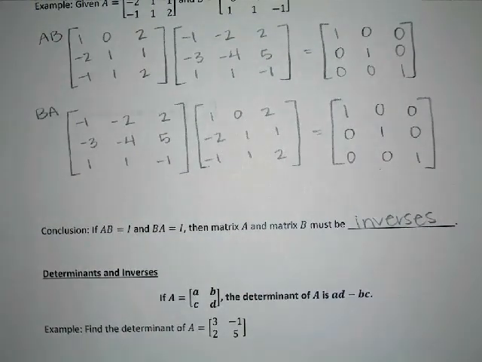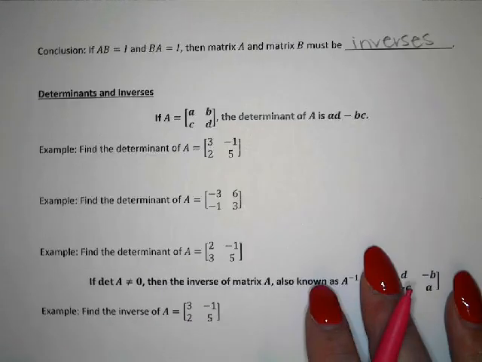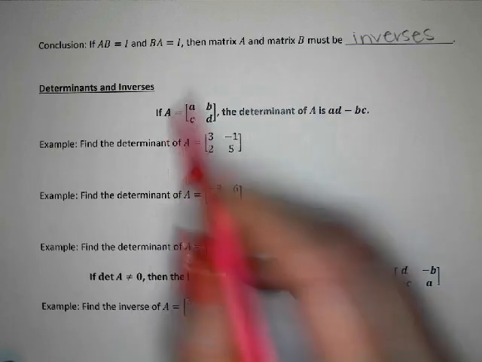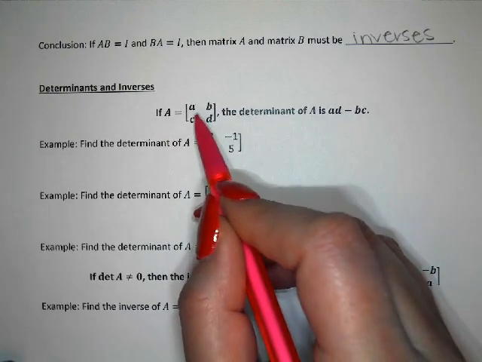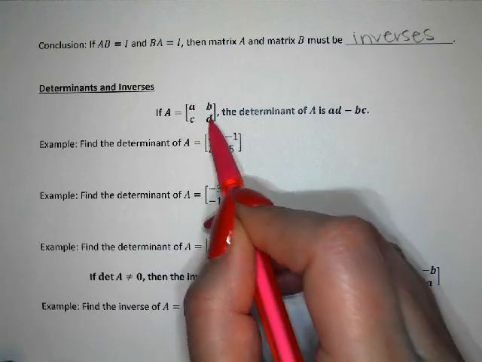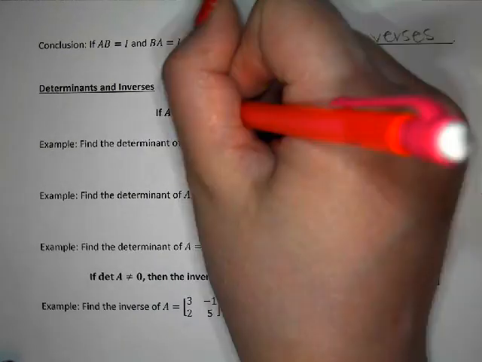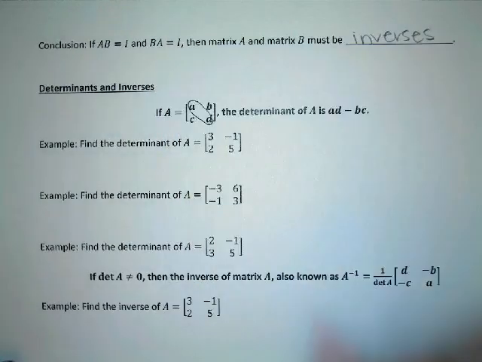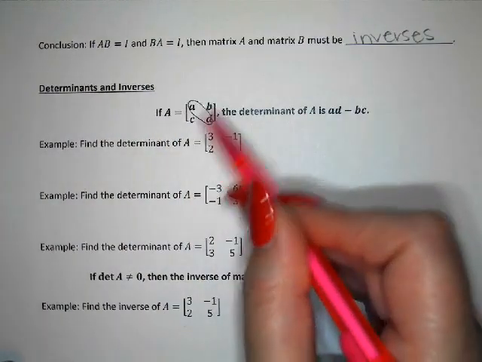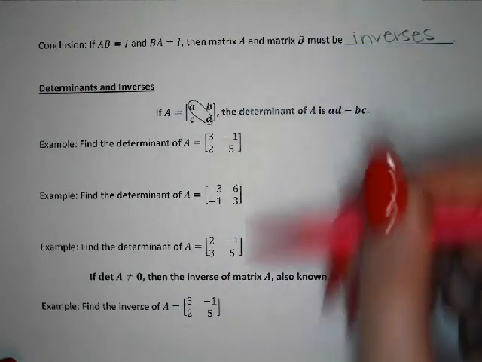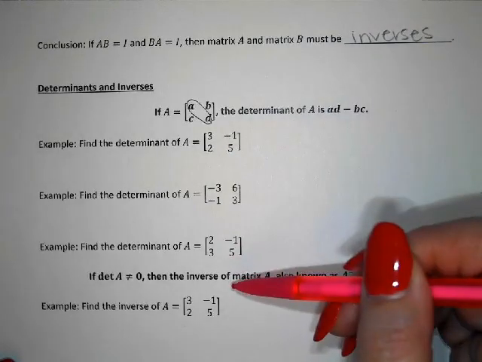All right, so what we want to do next is look at how to find an inverse matrix. So if you are given matrix A, and the elements of matrix A are a, b, c, and d, the first thing you need to do is find the determinant of A. And the determinant of A is ad minus bc. Okay, so ad minus bc. So I'm going to give you 3 different examples, and we're going to find the determinant first, and then we're going to go through and finish finding the inverse.